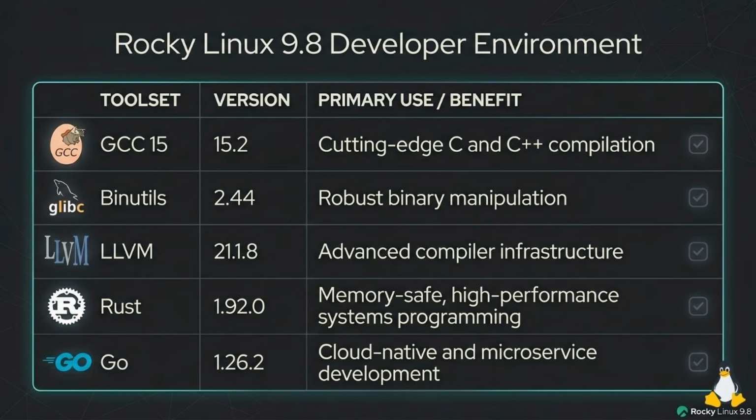If you write code in Rust or Go, you know how fast these languages evolve. Having access to modern versions like Rust 1.92 and Go 1.26 directly within the enterprise ecosystem is fantastic.